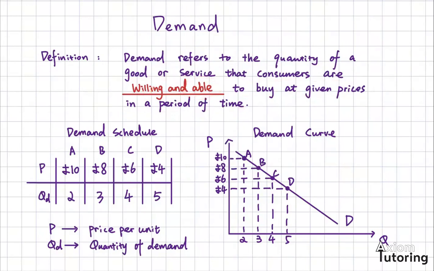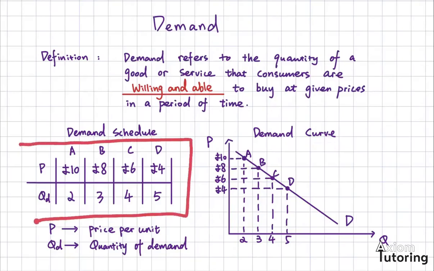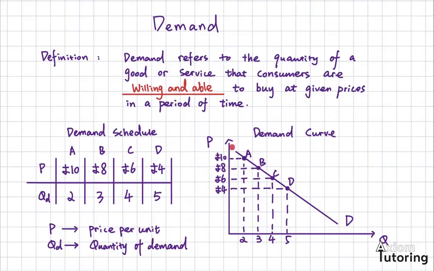A-level economics also expects you to distinguish between a demand schedule and a demand curve. A demand schedule is a table that shows different quantities of demand at different prices. A demand curve is a downward sloping line that demonstrates the relationship between price of the good and quantity demanded of the good.